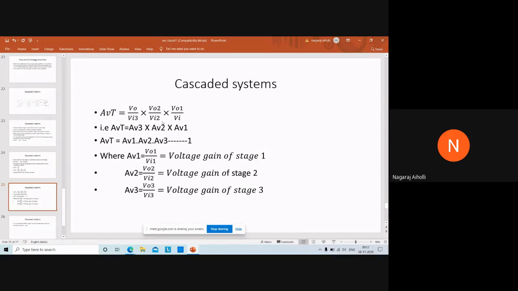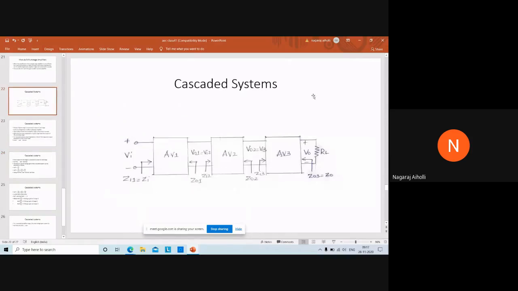If you look into this figure, it is V0 upon Vi3 into V02 upon Vi2 into V01 upon Vi. Getting the point here? Therefore, it is important to draw the circuit, the block diagram, correctly. Once we draw the block diagram correctly, we will be able to easily derive the overall gain of the cascaded system.